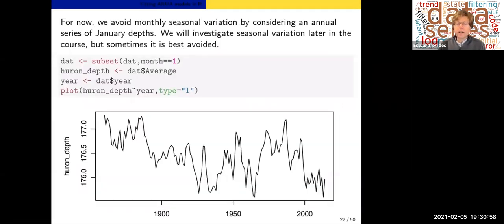Later on in the course, we're going to get into seasonality in time series, but we're not doing that right now. So we're going to avoid monthly seasonal variation by considering an annual series of January dates. And so here we go. I've extracted out the Januaries and plotted them, and you can kind of see what's going on.